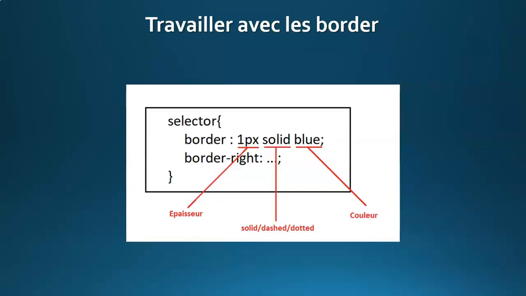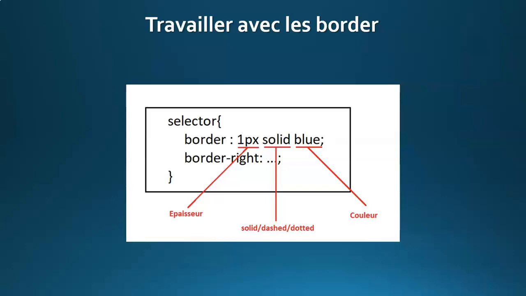You will have to choose a selector, so it could be any tag, class or ID you choose. Let's say that here it is, for example, your H1. You will put your border 1 pixel. So 1 pixel will correspond to your thickness, so it will always be in this direction. We will take three values, so 1 pixel is the thickness. Then the second value is solid, but it can very well be dashed or dotted.